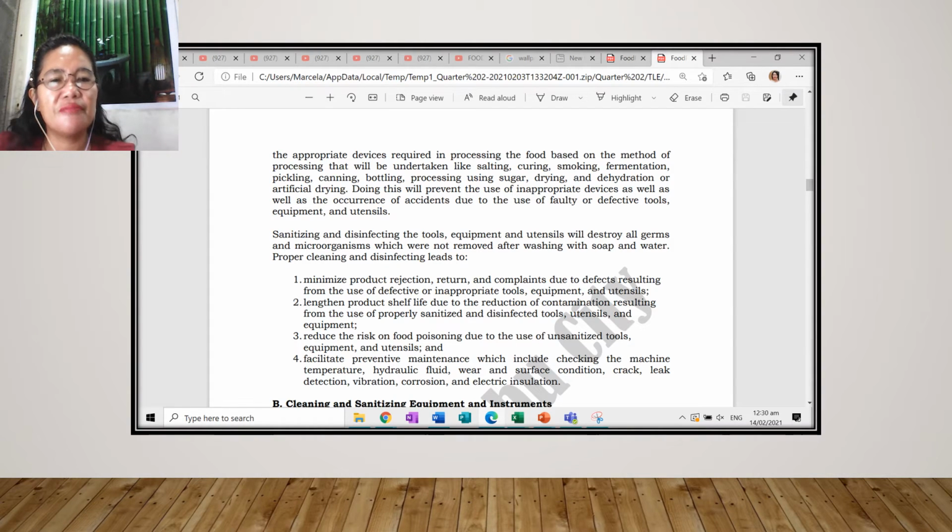Facilitating preventive maintenance includes checking the machine temperature, hydraulic fluids, wear and surface condition, cracks, leak detection, vibration, corrosion, and electric insulation.